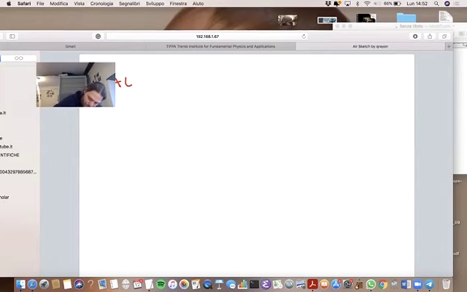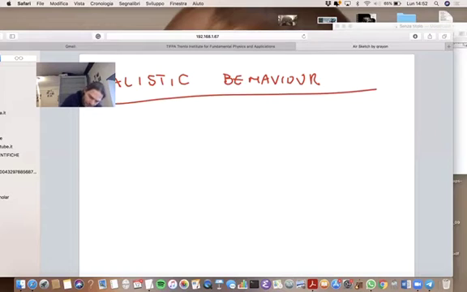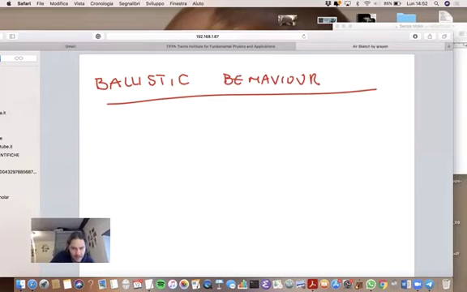Ballistic. I'm not sure how many L's, I think it's 2 L's. Ballistic. And of course, here it depends if you're British educated or American educated, whether you want to put the U or not. Fine. No big surprise, right?